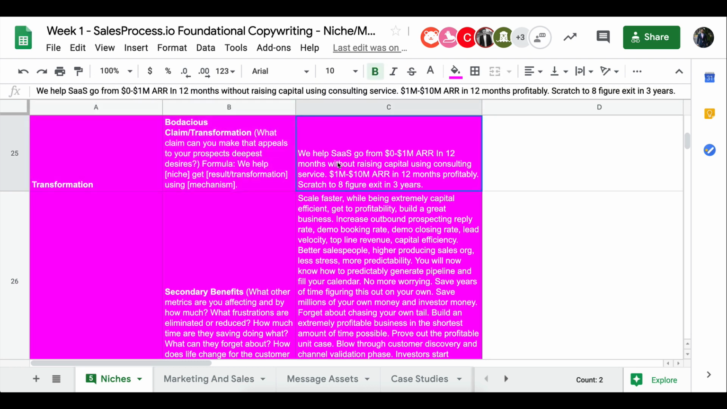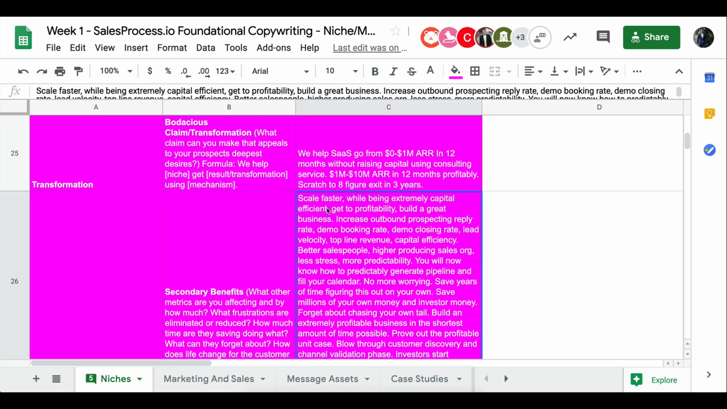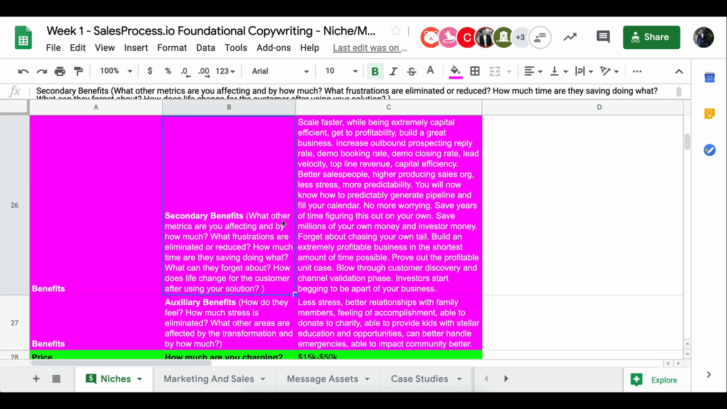So we're going to be writing our transformation in this spreadsheet, and we're going to be defining some of the other benefits. So what other metrics are you affecting, and by how much? What frustrations are eliminated? How much time are they saving doing what? What can they forget about? How does their life change?